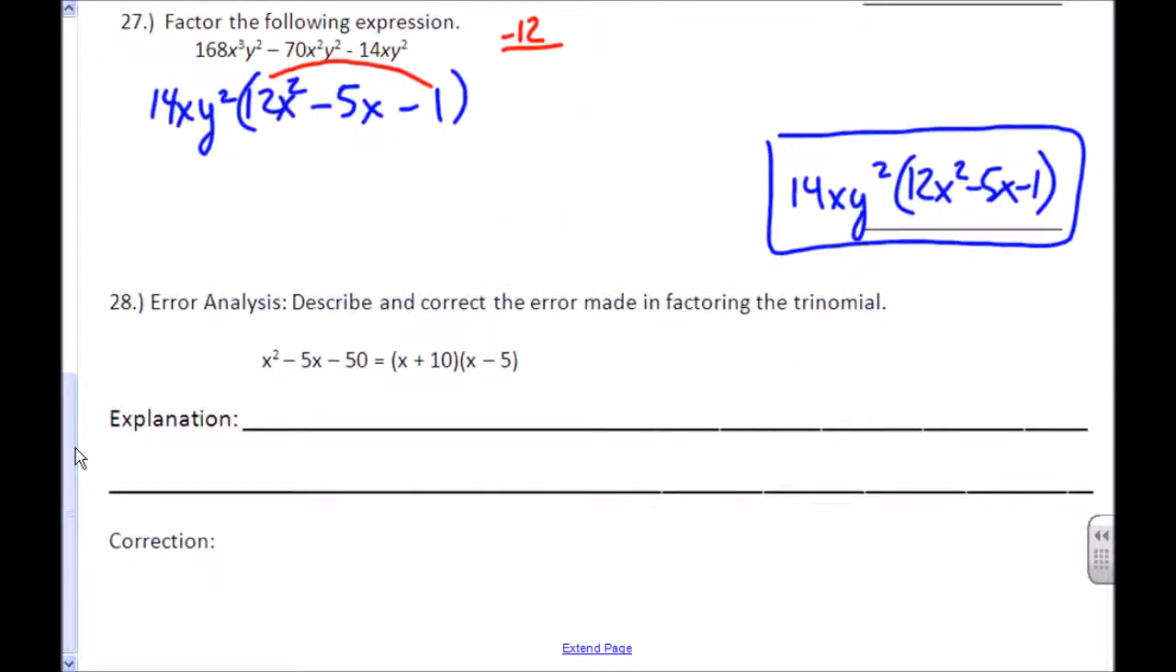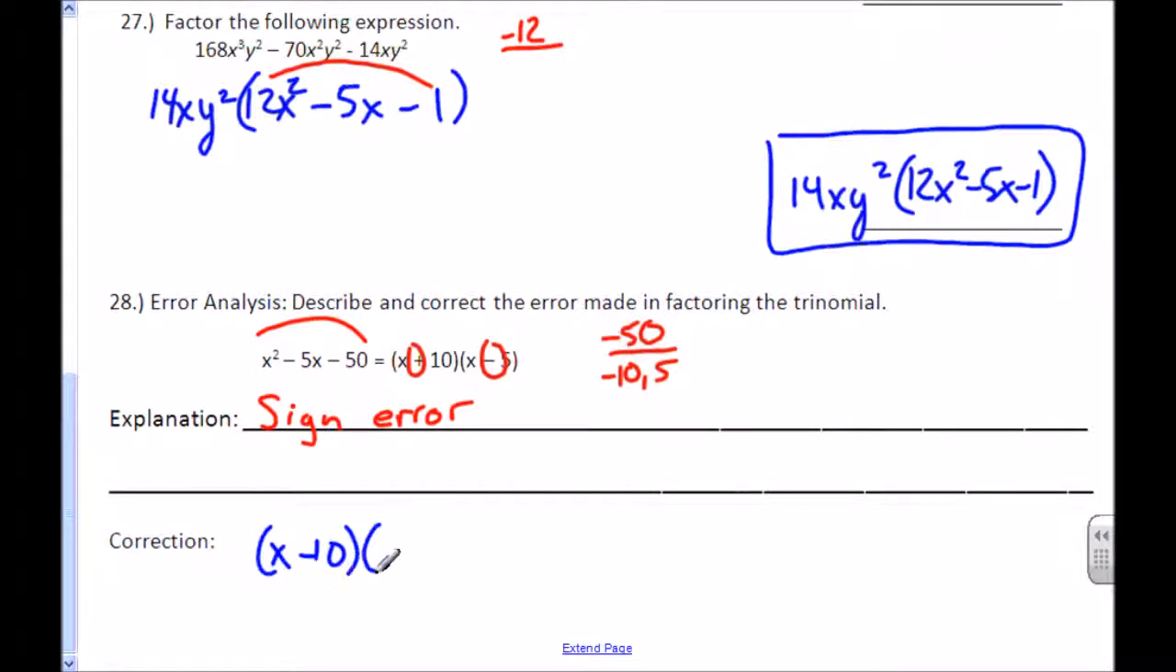And then the last one here, it says describe and correct the error made in factoring the trinomial. So for this one, we're going to describe the error right here. If we go ahead and work through this problem, if I build a bridge and get a negative 50, two numbers that multiply to a negative 50 but add to a negative 5 are a negative 10 and a positive 5. So right away I see that they mixed up their two signs. So their mistake is a sign error. And the correct factors should be the x minus 10 and the x plus 5.